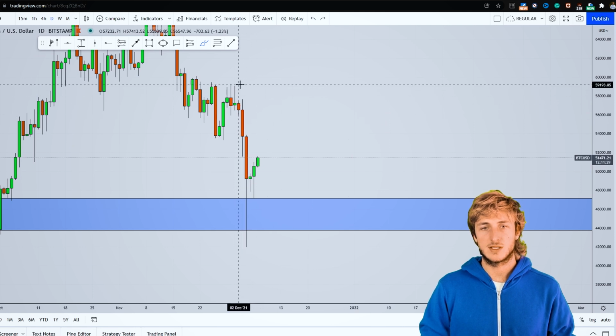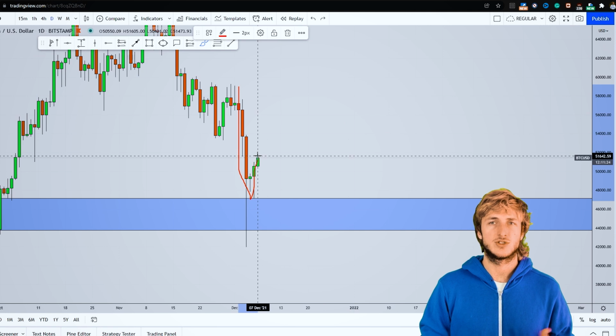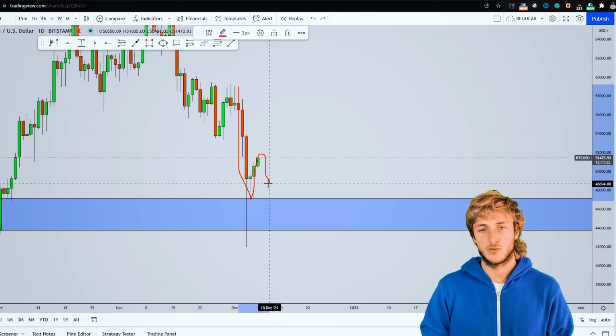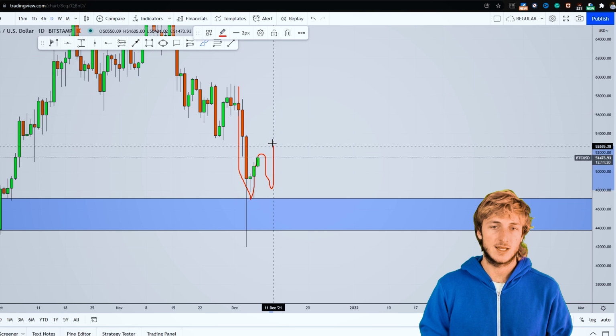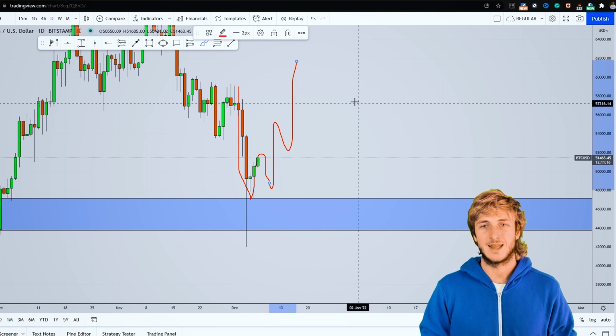Now, since we have created this impulse in such a strong way, and currently we're getting this correction, there is the possibility to first see a move to the downside, a fake move to the downside, and then the rejection higher for the creation of bullish structure, and then the continuation.